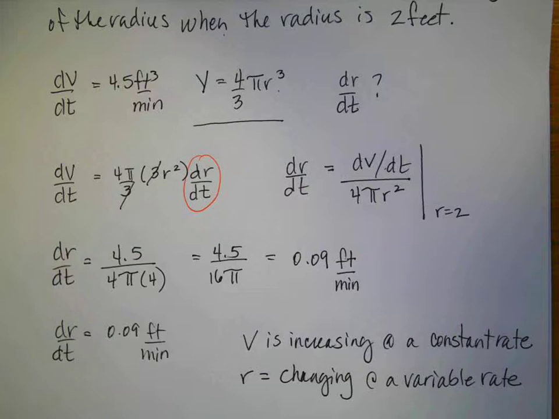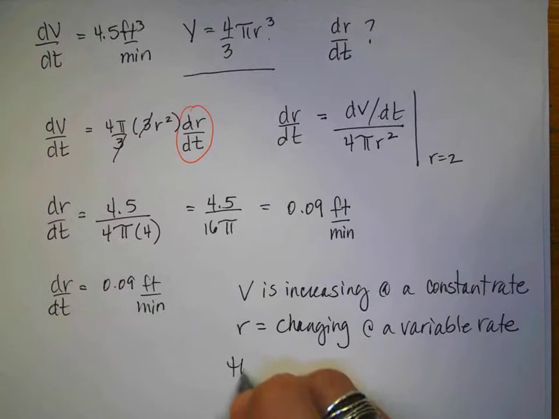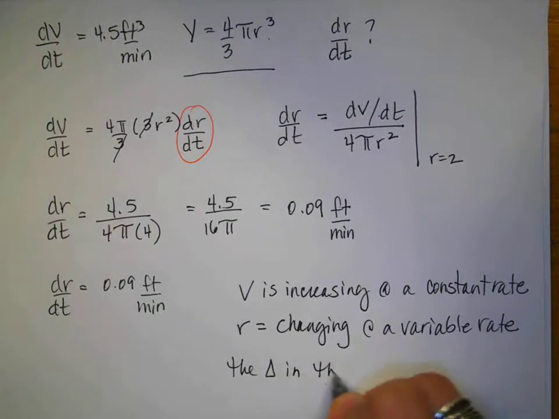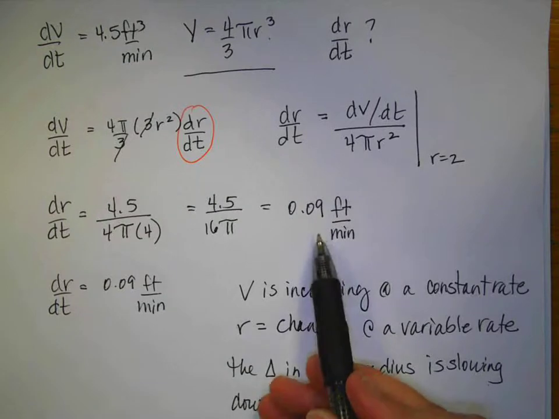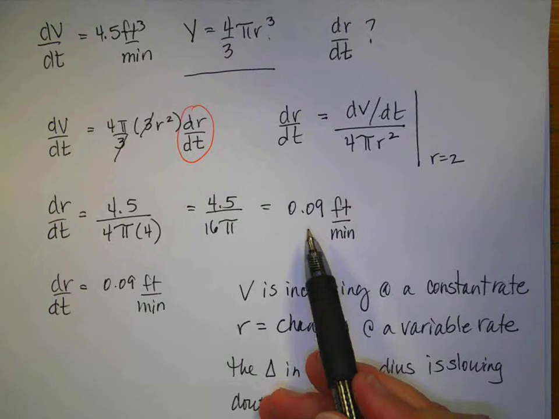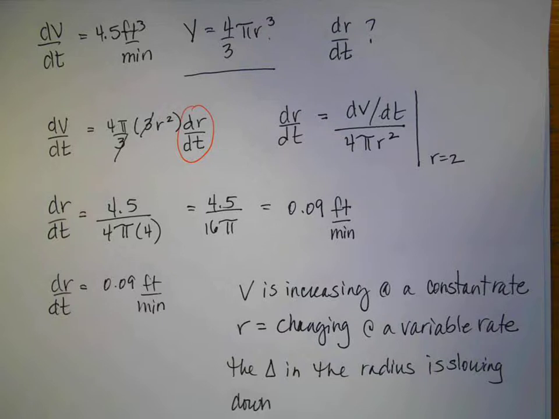And what that means is as the balloon gets bigger, the radius is changing, so it's not a consistent radius change. The volume is changing constantly, but the radius is changing at a variable rate. Another conclusion that we could make is that the change in the radius is slowing down. I know that because this is a decimal less than one, so it's decreasing. If it had been a 1 point something, then it would have been increasing. But because it's just a decimal, that means that it's actually decreasing.